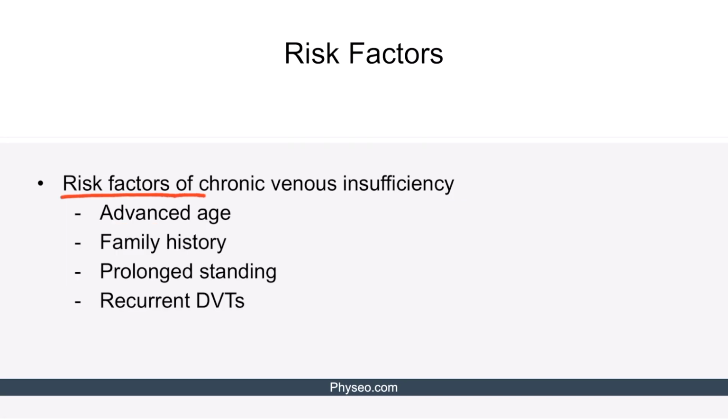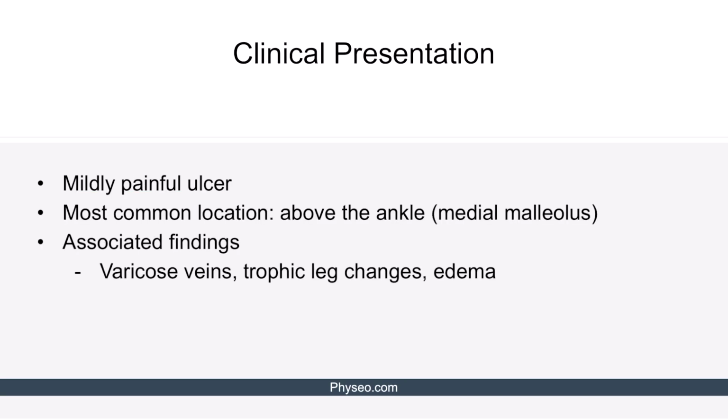Risk factors for venous ulcers are those of chronic venous insufficiency. Now, these include advanced age, family history of things like this, prolonged standing, and recurrent DVTs. Venous ulcers are mildly painful, and they're less painful than arterial ulcers, which, as we mentioned before, are extremely painful. Most commonly, venous ulcers are located above the ankle at the medial malleolus.